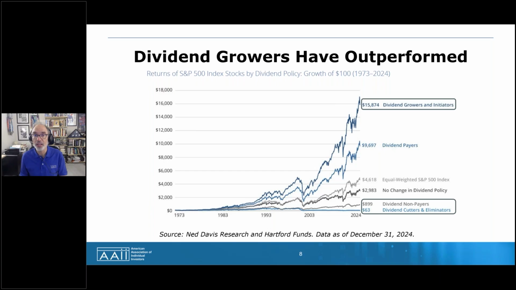And those dividend cutters, they've turned $100 in 1973 into $63 in 2024. In other words, over the last 50 years, they've cost you 37% of your original investment. And when you factor in inflation, that is a massive loss of purchasing power. So when I talk about running away from dividend cutters, I really mean it. Those stocks as a group will really cost you in terms of opportunity costs and absolute dollars. You don't want to hold on to those stocks. You really want to focus on those dividend growers and the stocks that are initiating their dividends.